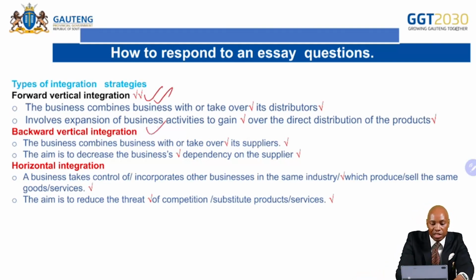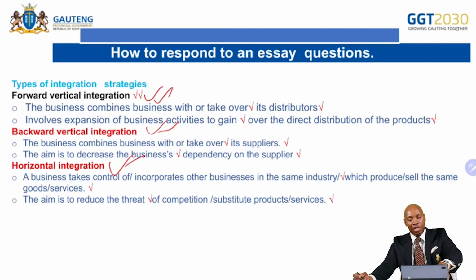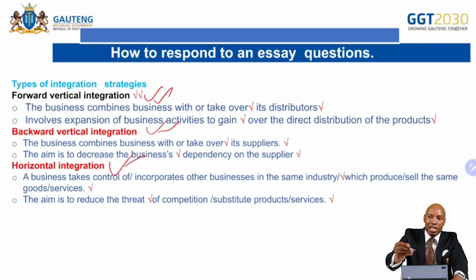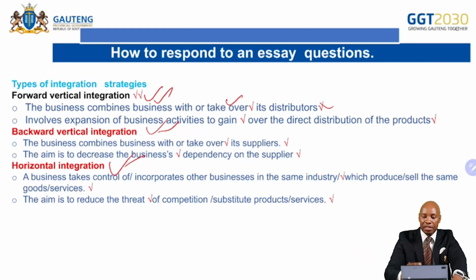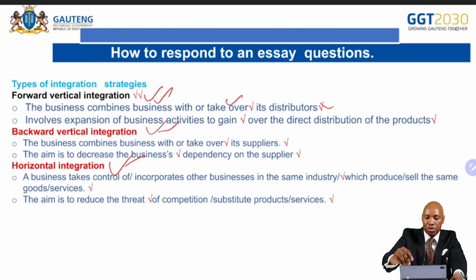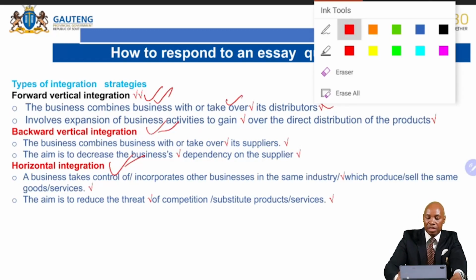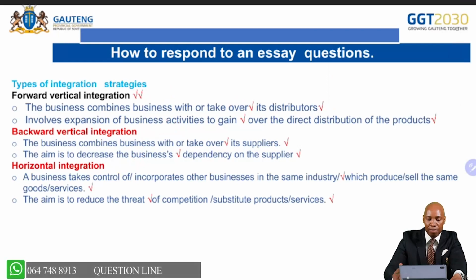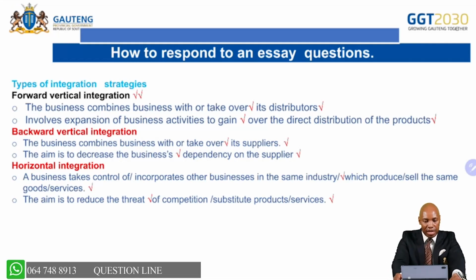Writing backward vertical integration, you get 2 marks. Horizontal integration, you get 2 marks. Now, this question was saying describe, then the marking now is a split tick. So you get a mark for the fact, and then you get a mark for supporting that fact. Which is why I said it's important that you write complete statements so that you get all the marks. Please, candidate, don't forget that. Now, this was the content of our essay.